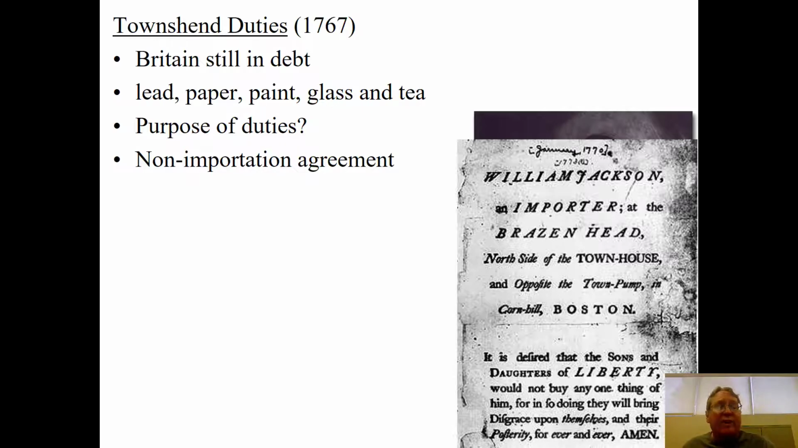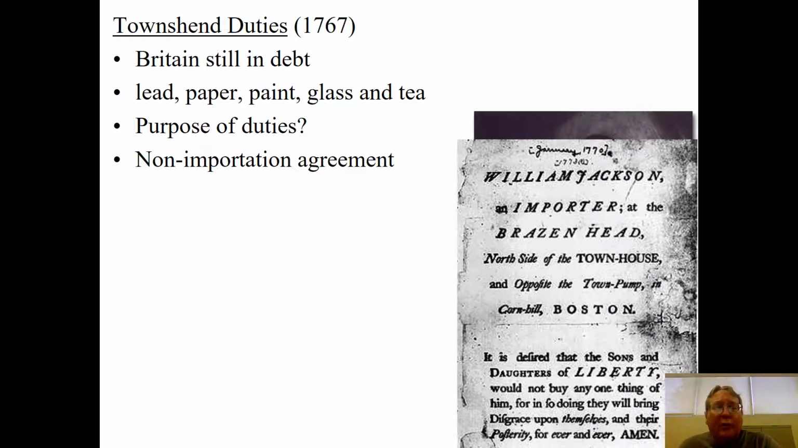1767, it goes into effect. 1768, it's still in effect. 1769, it's still in effect. Neither side is backing down. 1770, it is still going on. And we can kind of see the longer this goes on, the harder it is to keep this going. And that's when the nature of these protests, the nature of this resistance changes a little bit.